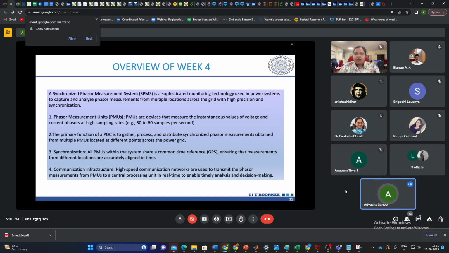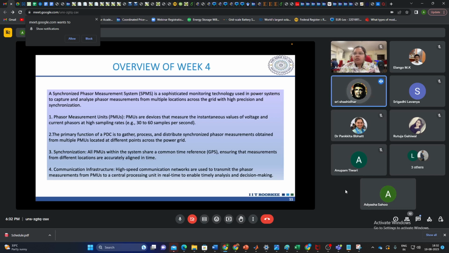So now we'll discuss synchronized phasor measurement systems. Basically, how the PMU will detect the data, that whole system we will study now. This is a monitoring technology in power systems that is used to capture and analyze the phasors in the system, the phasor of the voltage and the phasor of the current located across the grid.